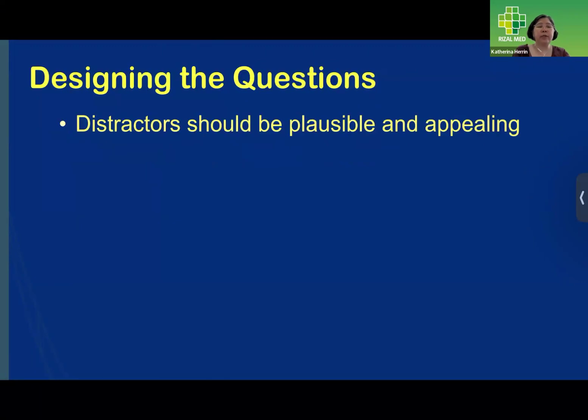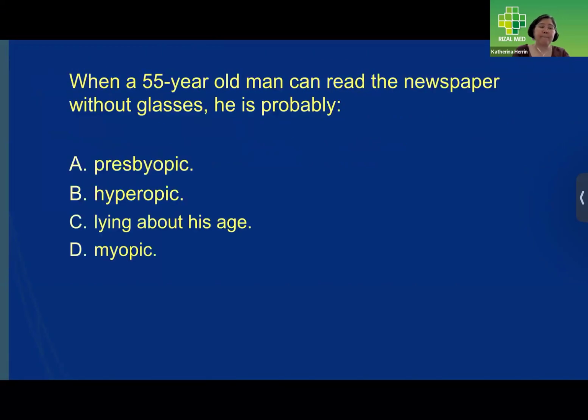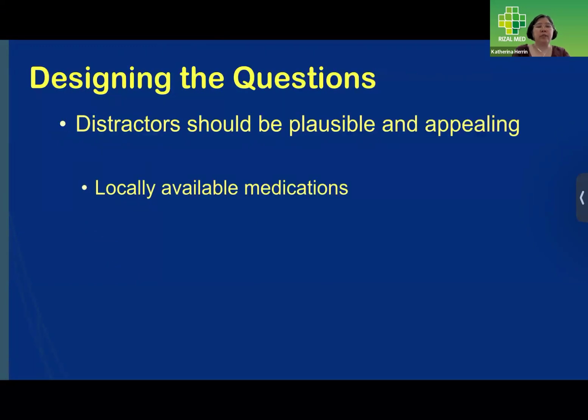We mentioned earlier that we want our distractors to be logical, plausible, and unpredictable. Lying about his age is not an appealing distractor. For plausible distractors, an example would be to put the medicines that are available in the Philippines. Putting a medicine that is not available in the Philippines is useless since that knowledge will not help our trainees who are expected to serve the Filipino people.